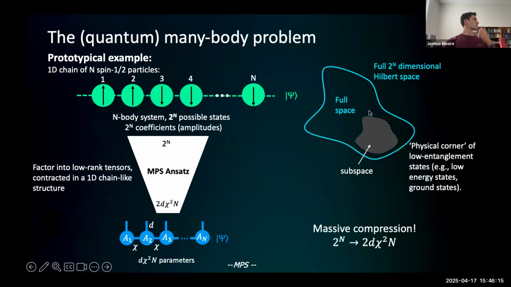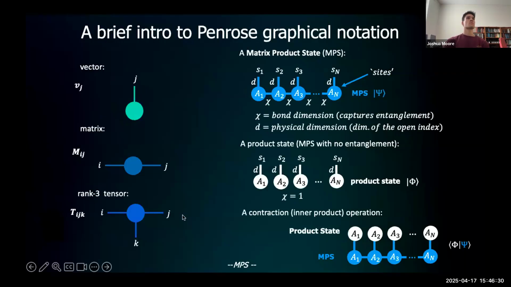But if n is like 100, 2 to the 100 is a big number. 2 to the 100 probabilities to store, in a classical computer. So we go from something that's exponential to something that's linear in the number of sites.